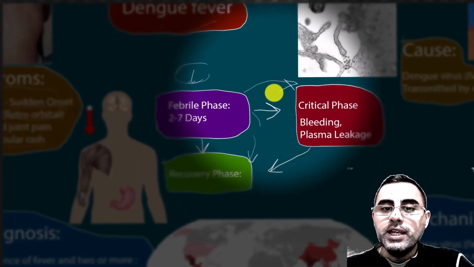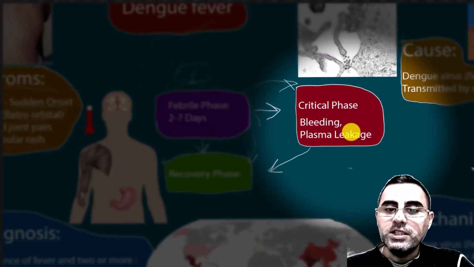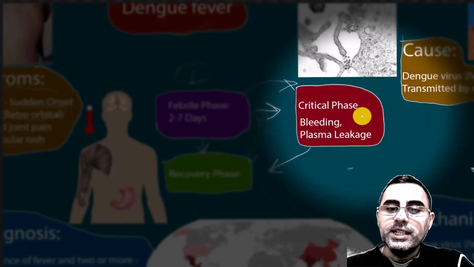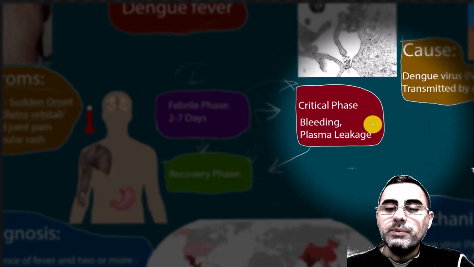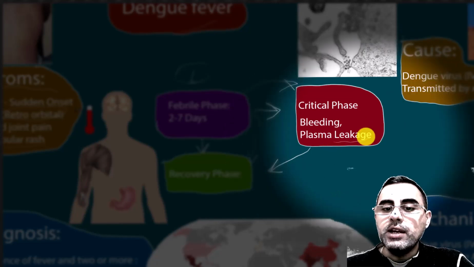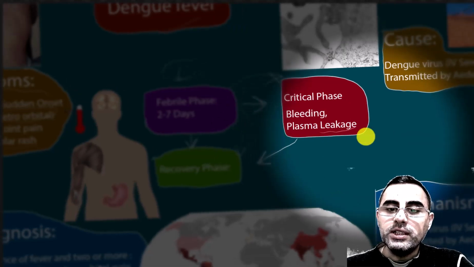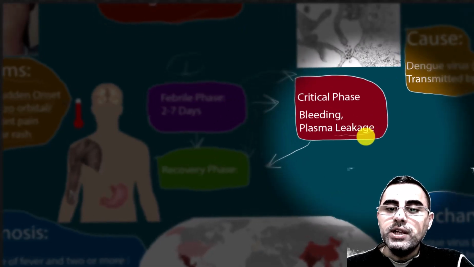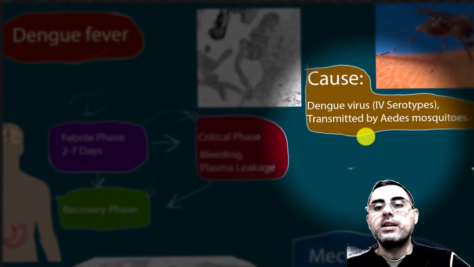Critical phase is a phase of complications like bleeding, for example from nose or from gum, plasma leakage, and internal organ failure. For example, sometimes liver failure or kidney failure.